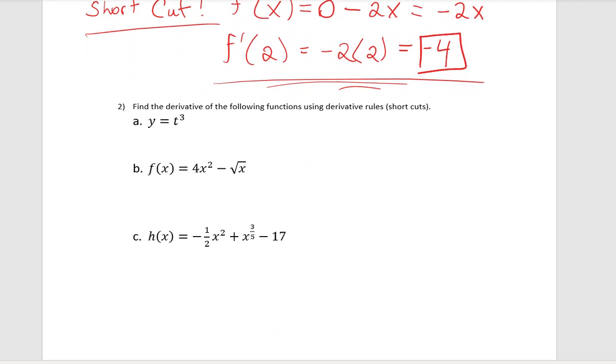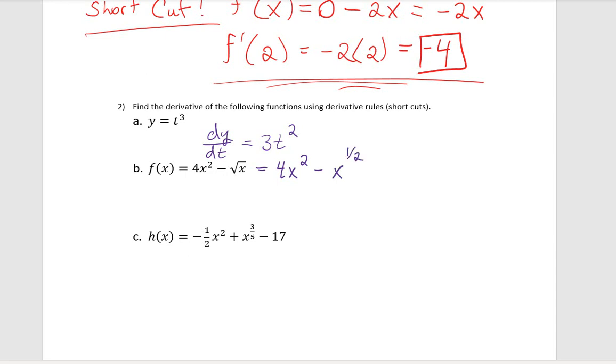So, if I want to find the derivative of y equals t cubed, well then the derivative, dy over dt, is going to be 3t squared. Now on the next one, if I want to find the derivative of f of x equals 4x squared minus the square root of x, well, that square root of x is kind of messing me up a little bit, but we can rewrite that as 4x squared minus x to the 1/2 power.